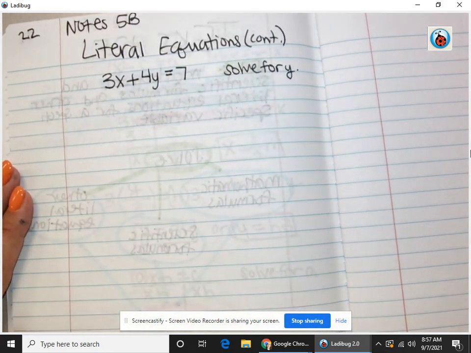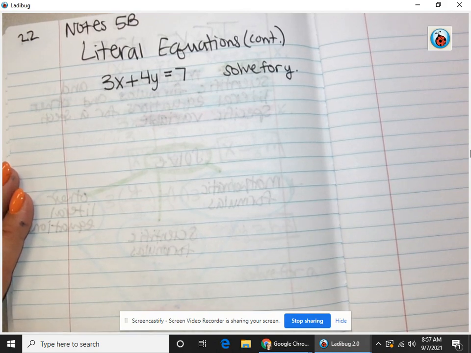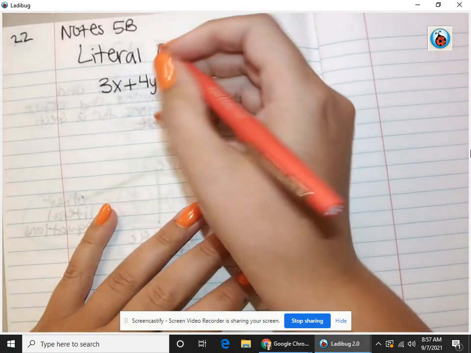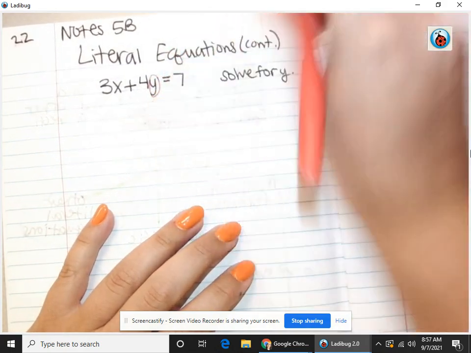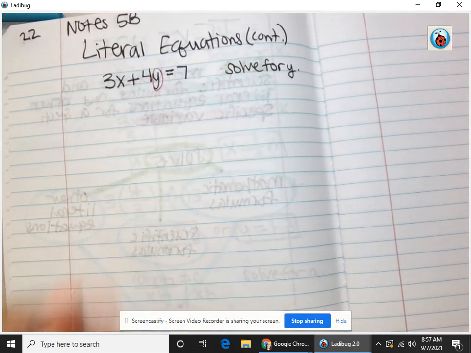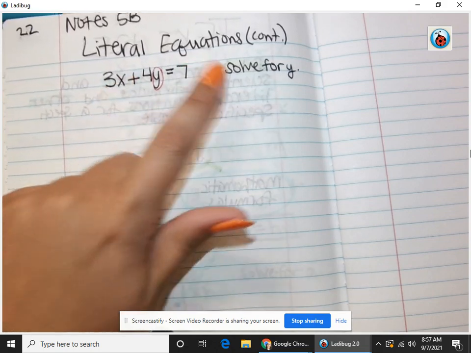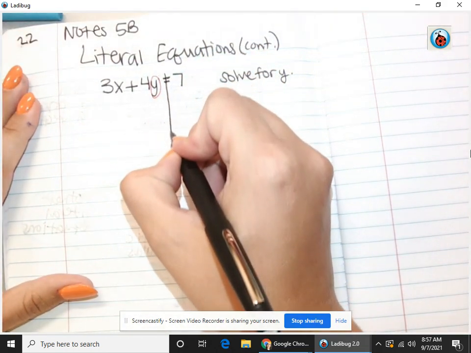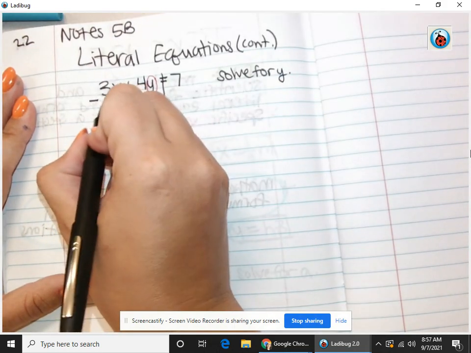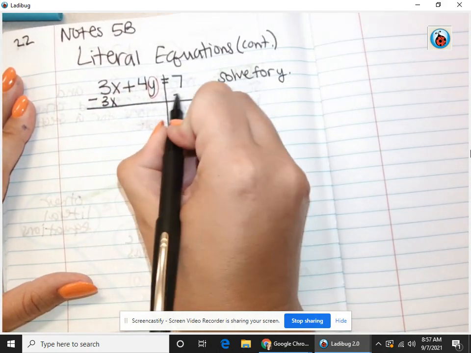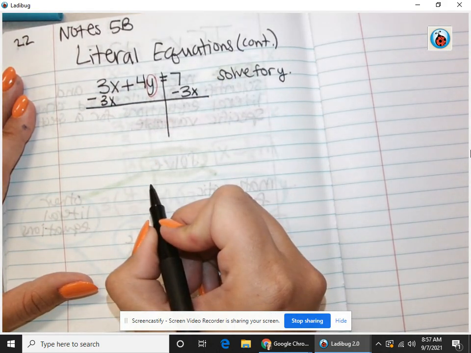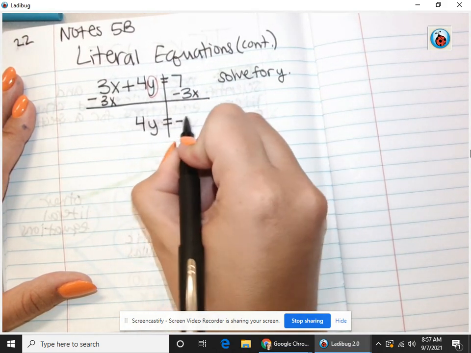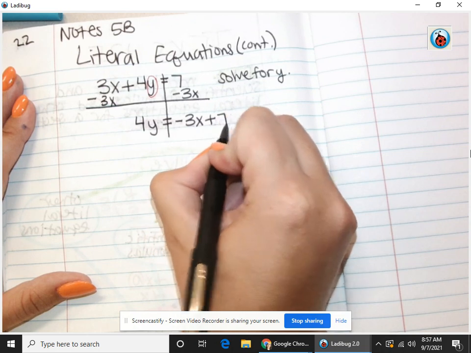So for our first problem, we've got 3x plus 4y equals 7. Well, if I want to get y by itself, the first thing I want to do is move this x to the other side of my equation. So how do I do that? I subtract 3x from both sides. So I get 4y equals negative 3x plus 7.